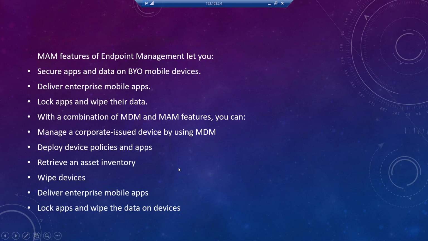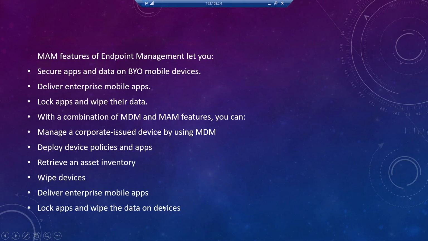Okay, let's go to the next point. MAM features of endpoint management let you secure apps and data on BYO mobile devices, deliver enterprise mobile applications, lock apps and wipe their data. With a combination of MDM and MAM features, you can manage a corporate-issued device by using MDM, deploy device policies, retrieve an asset inventory, wipe devices, deliver enterprise mobile apps, lock apps and wipe the data on devices.